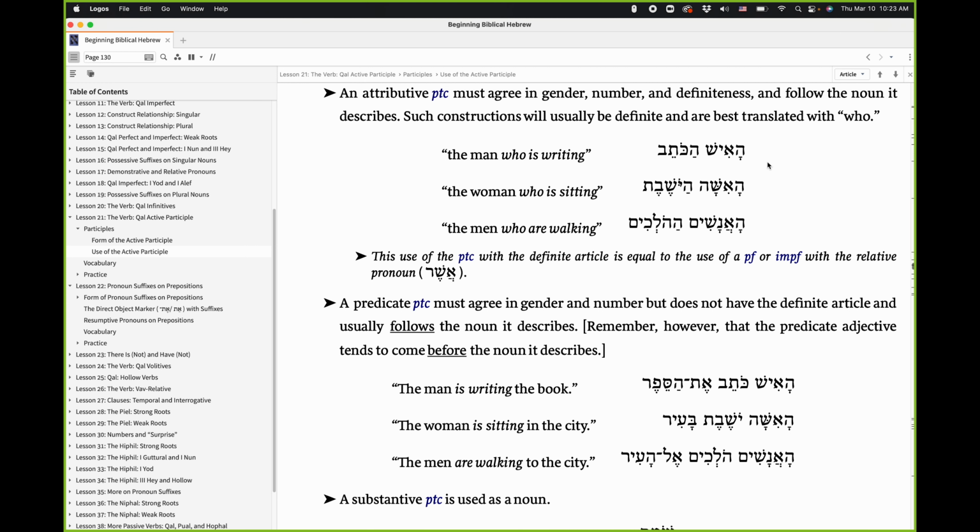Both of those are possible translations. If you want to just take a shortcut for the sake of the midterm, I would say if you default to this relative clause, you're probably going to be safe as long as the function is attributive. And that means that the participle has the article, and so does the noun.